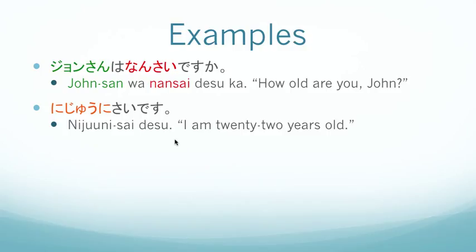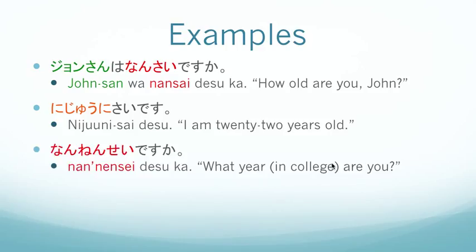Let's say John replies and he's 22. Now, 22 in Japanese is 22. Now, whatever the number is followed by sai means the age, your age. So, 22, 22. Sai, years old. So, 22歳です means I am 22 years old. Alright?